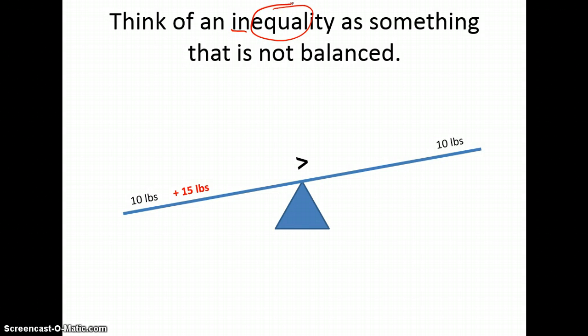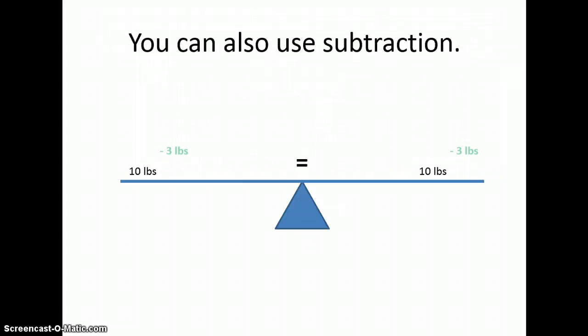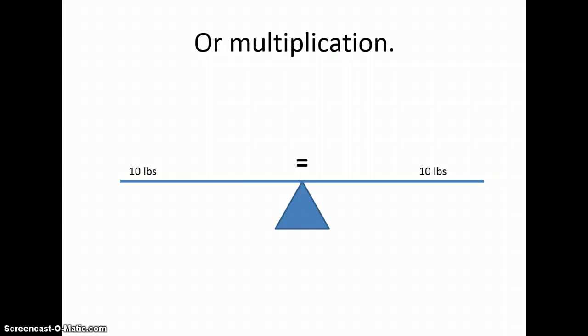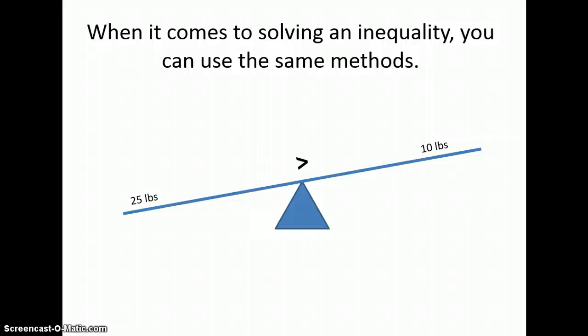So, for example, 10 pounds plus 15 pounds is greater than 10 pounds. You can solve an equation by adding the same amount to both sides, or by subtracting the same amount from both sides, because it's keeping an even balance on the left and right side. You can also do it by multiplying or dividing by the same number on both sides, and in all these cases you're going to keep that balance. When it comes to solving an inequality, you can use the same methods.